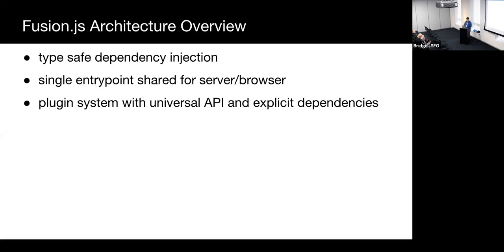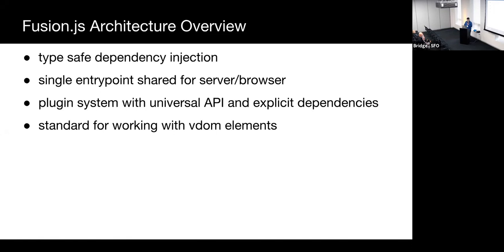We have a plugin system that has a universal API and explicit dependencies. So plugins are the same on the server and the browser, and all of your dependencies are defined explicitly. And finally, we have a standard for working with virtual DOM elements. And we've done this in a way that's agnostic of the rendering engine. So you can use Fusion with React or Inferno or Preact or whatever your favorite virtual DOM library is.